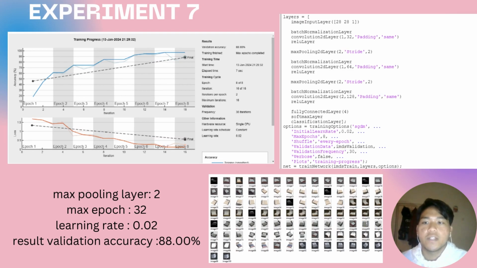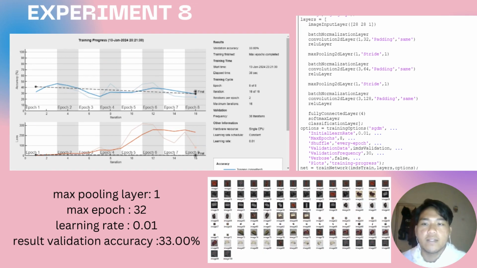Next, for experiment 7, the maximum pooling layer is 2, the maximum epoch is 32, the learning rate is 0.02, and it comes with 88.00% for the result validation accuracy. The experiment completed time is 7 seconds, same as the previous experiment.